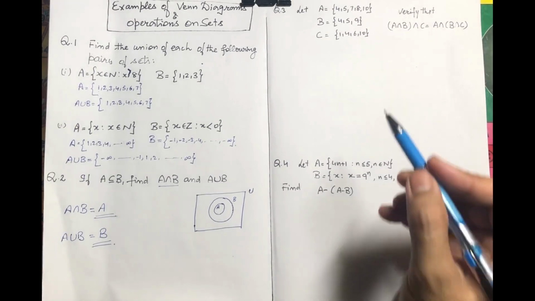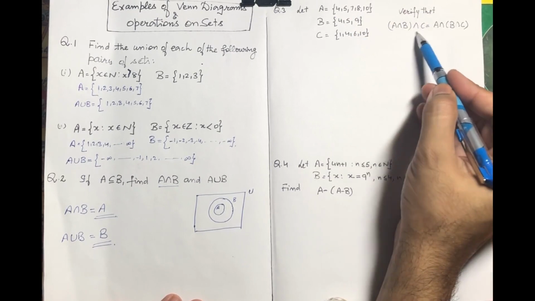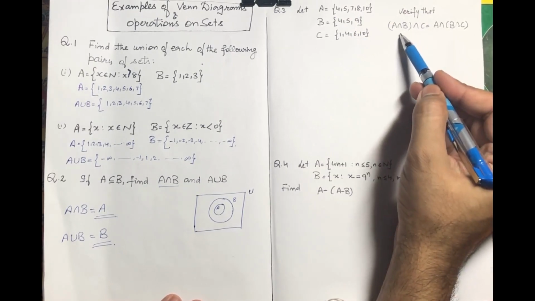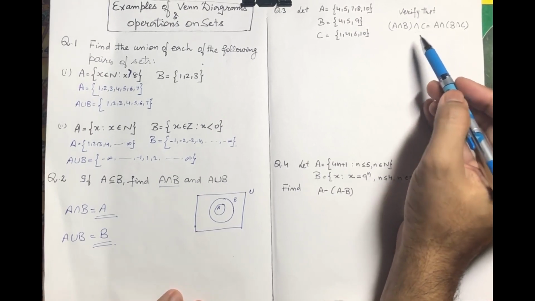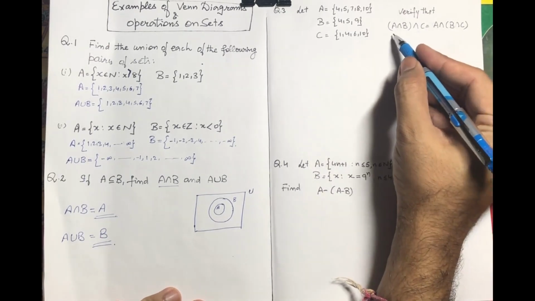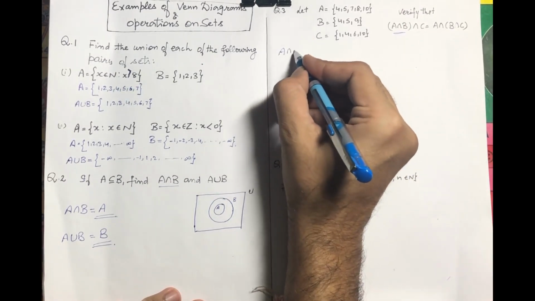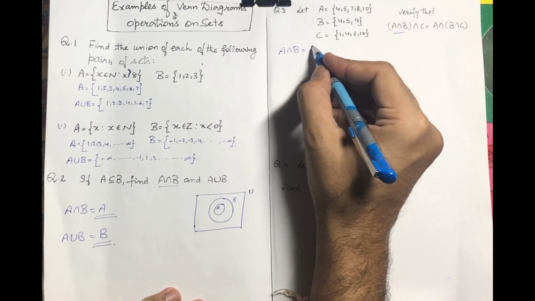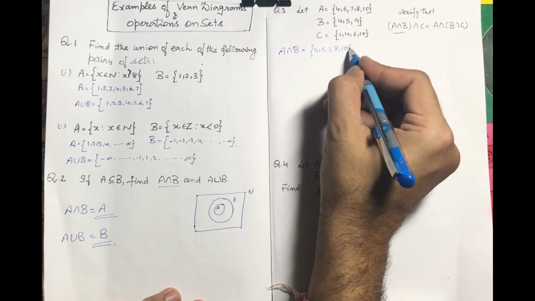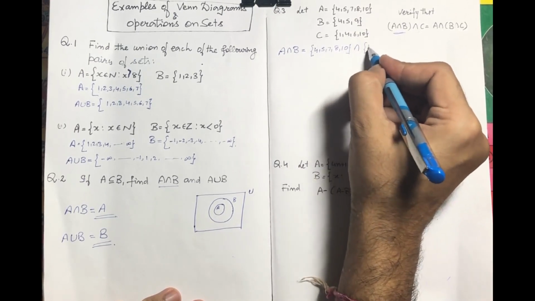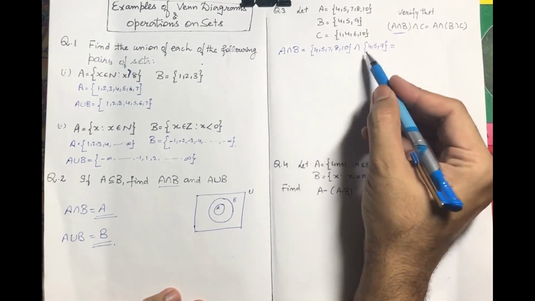Okay, next question. We have three sets now, A, B and C, and we have to verify this is equal to this. We have to verify left hand side is equal to right hand side. To verify this result, we start with the left hand side. To find left hand side, we start with this inner bracket, A intersection B. So putting the value of A and B, A is 4, 5, 7, 8, 10. B is 4, 5, 9. Can you see any common elements? 4 and 5.